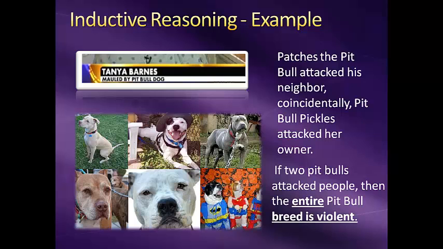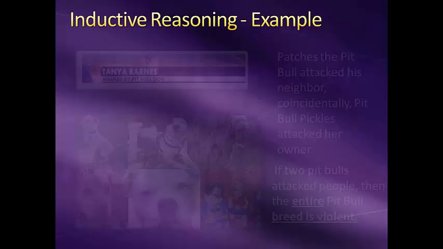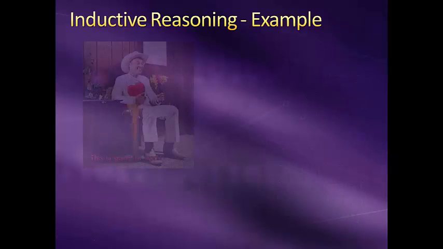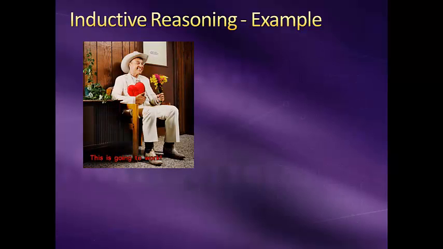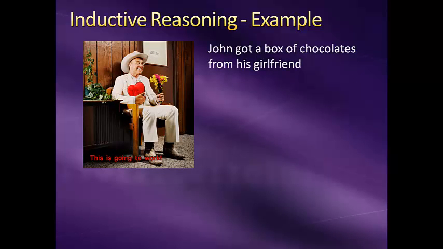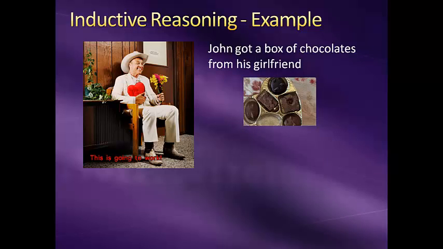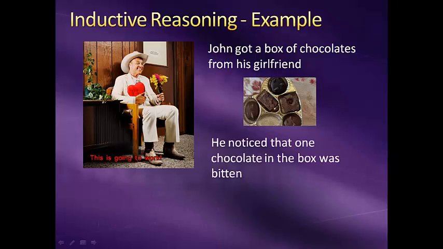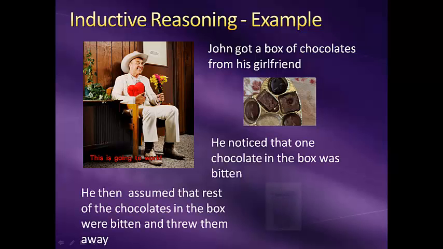Let's review another example. John got a box of chocolates from his girlfriend. He noticed that one chocolate in the box was bitten. He then assumed that the rest of the chocolates in the box were bitten, so he threw the chocolates away. In this example, the single observation is that one chocolate was bitten, and the generalization was that the rest of the chocolates in the box were bitten.